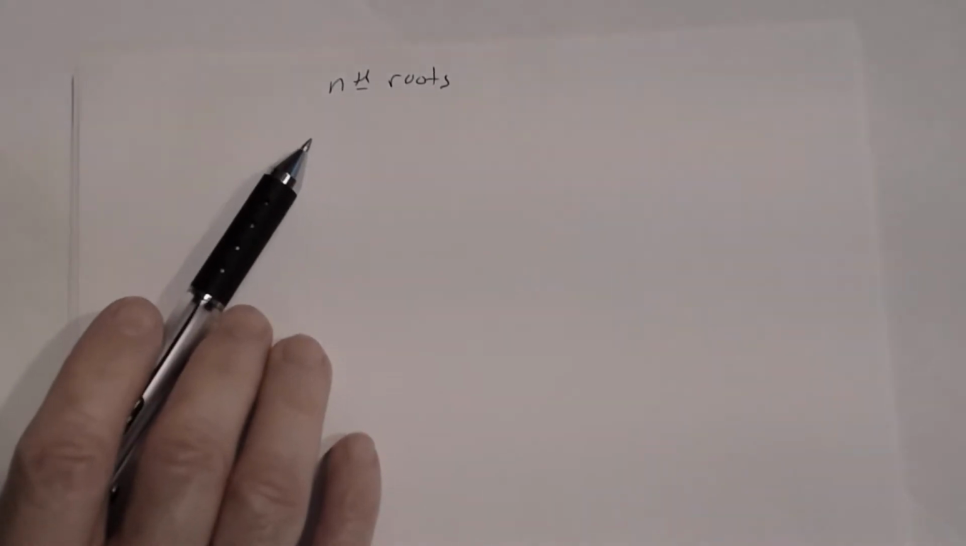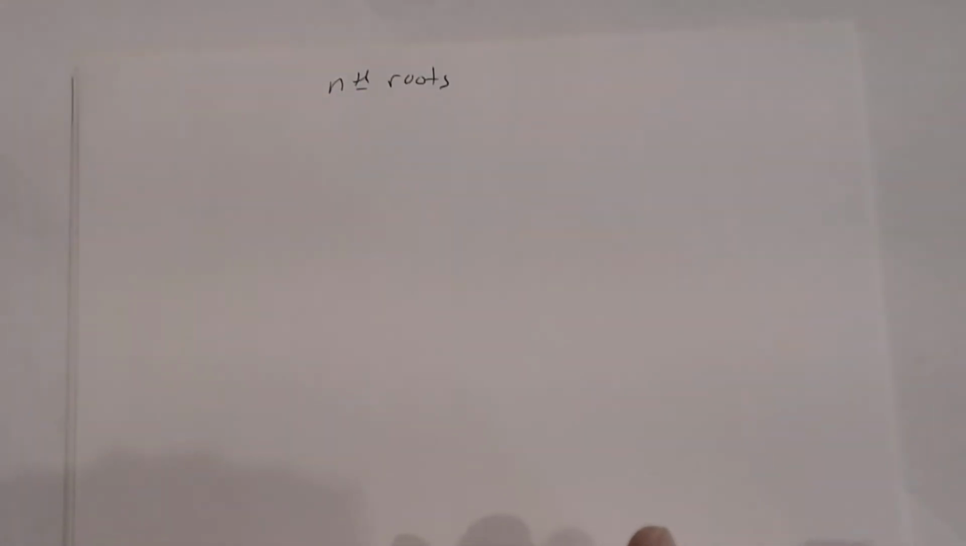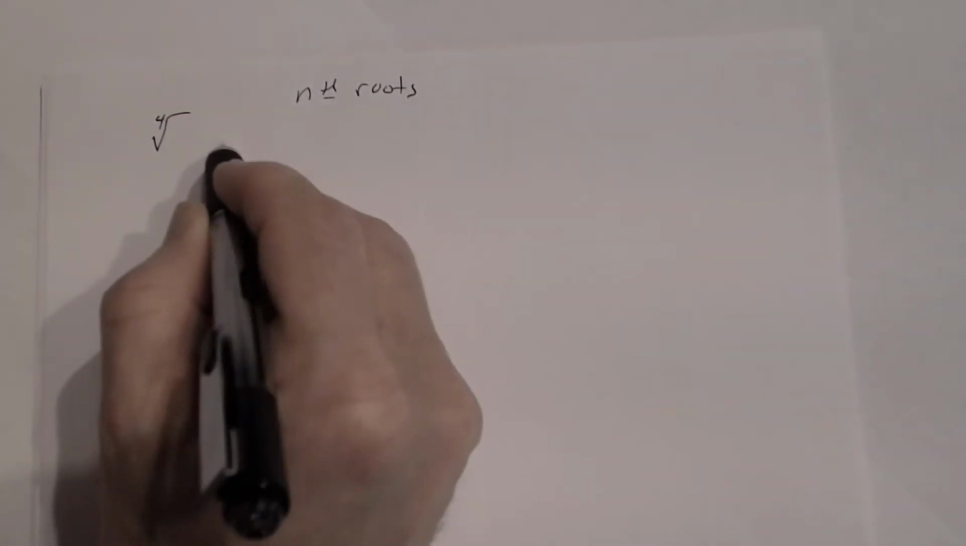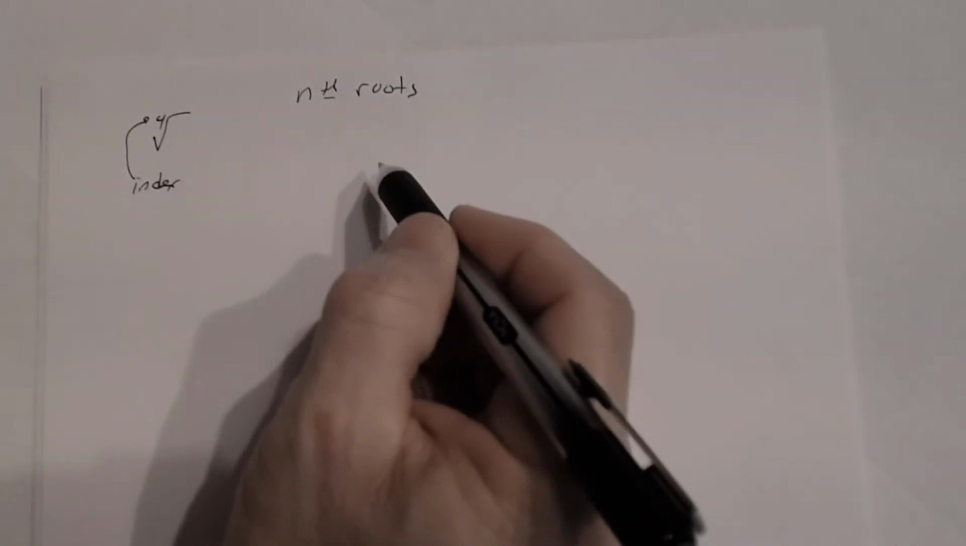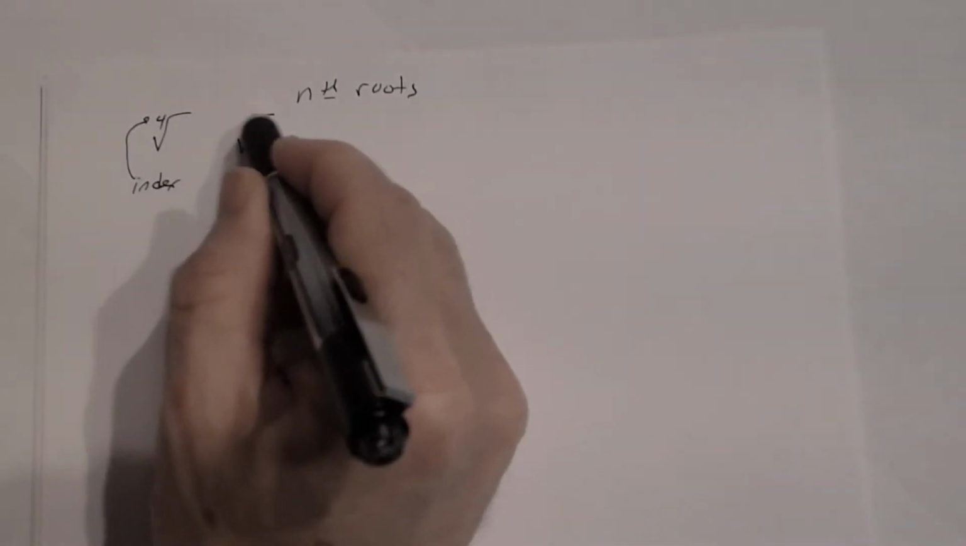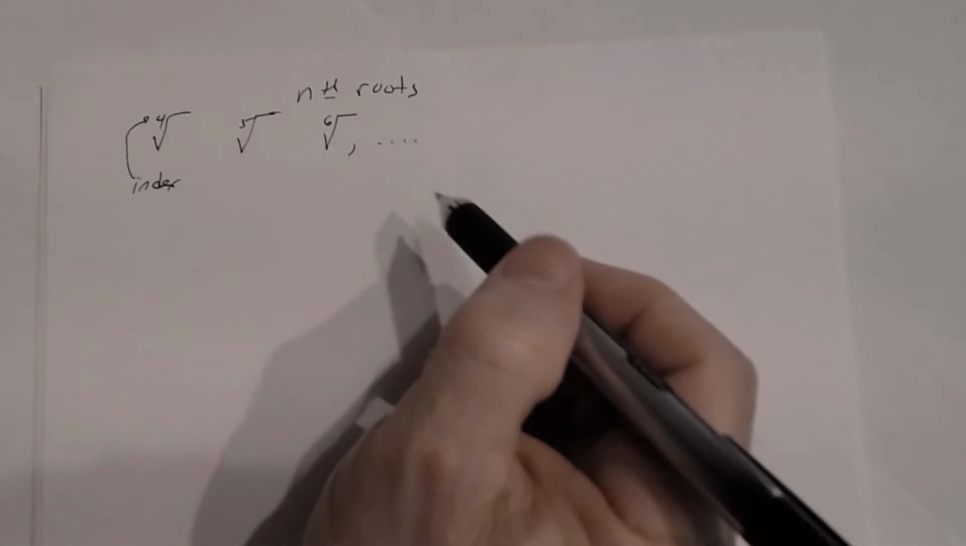So just like we found square roots and we found cube roots, we can also talk about finding other roots. In other words, we can find fourth roots. It'll look something like this. Fourth root. Remember the 4 here is called the index. Let me just remind you about some terminology from previous lessons. Your index here is 4. We can find fifth roots, sixth roots, and so on. So that's what we're going to talk about in this lesson.